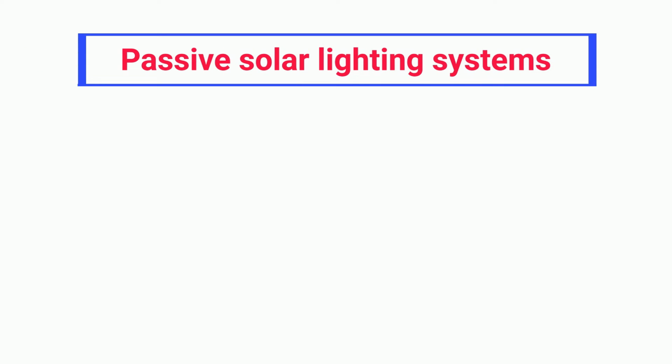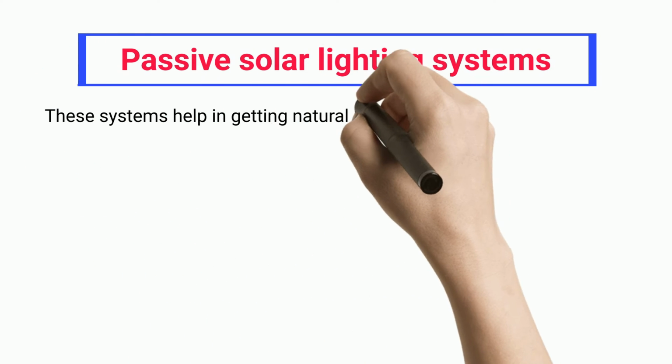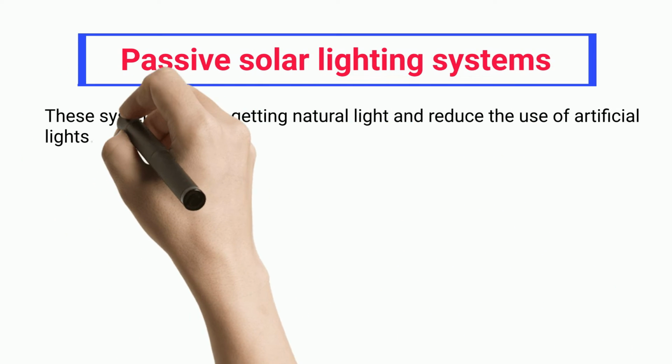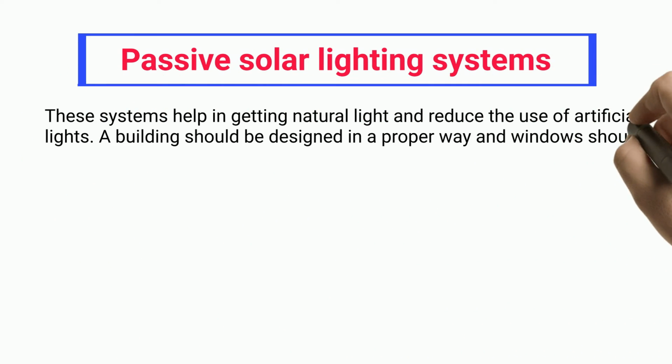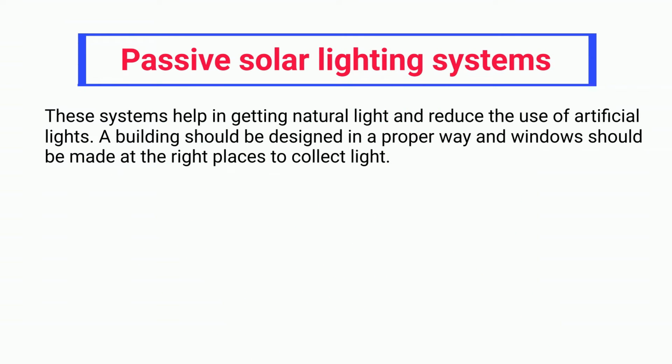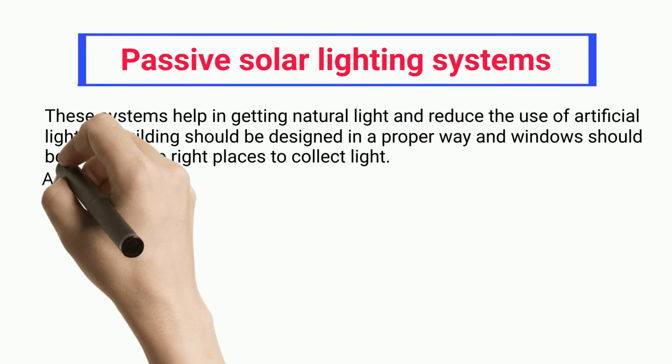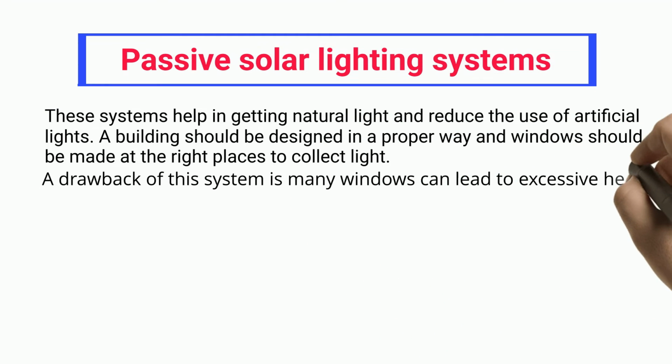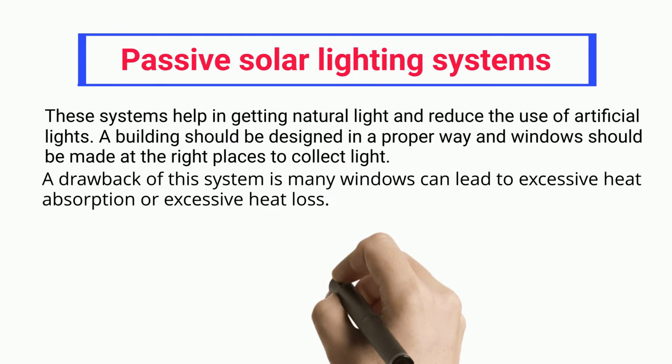Passive solar lighting systems. These systems help in getting natural light and reduce the use of artificial lights. A building should be designed in a proper way and windows should be made at the right places to collect light. A drawback of this system is many windows can lead to excessive heat absorption or excessive heat loss.